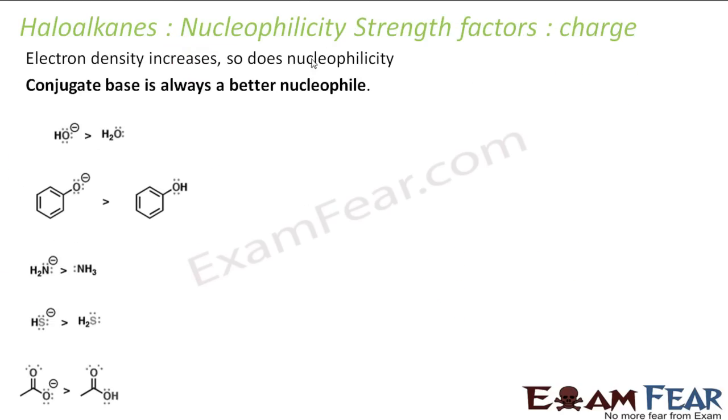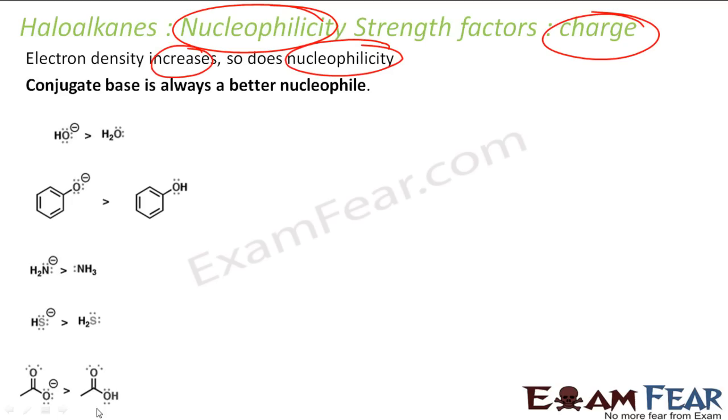So let's understand the factors that impact nucleophilicity and basic character. The first factor, as I told you, was charge. As the electron density increases, the nucleophilicity also increases. So how will electron density increase? If you decrease the mass, the density is what? Charge by mass, right? Charge by mass. Very clear.